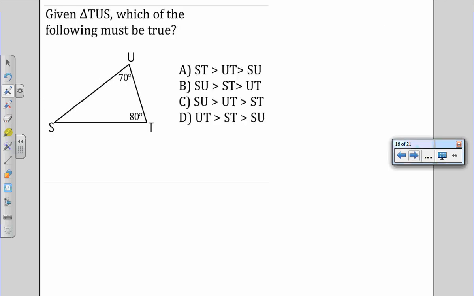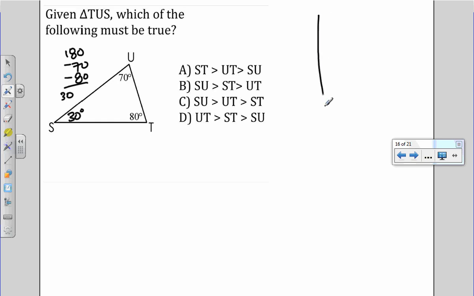Given triangle TUS, which of the following must be true? Well, before we even try to tackle this, we need all three angles. So, I got 180, take away 70, take away 80. 180 minus 150 is 30. S is 30 degrees.